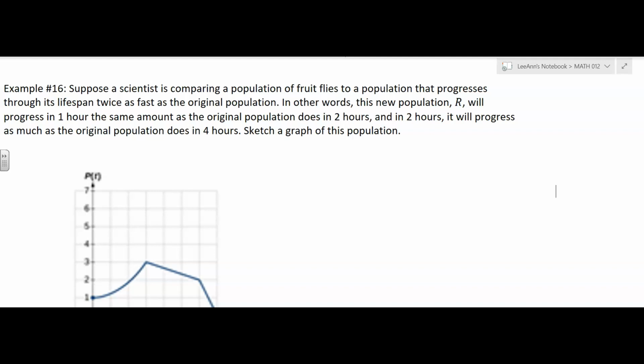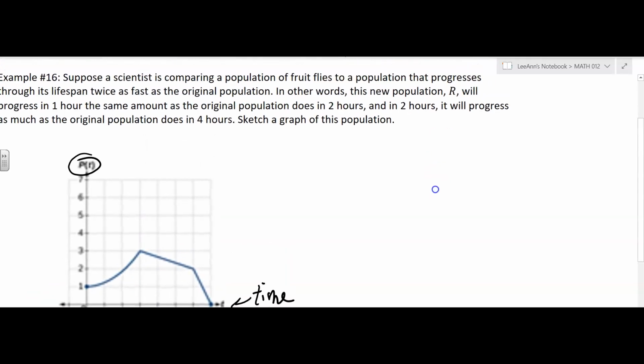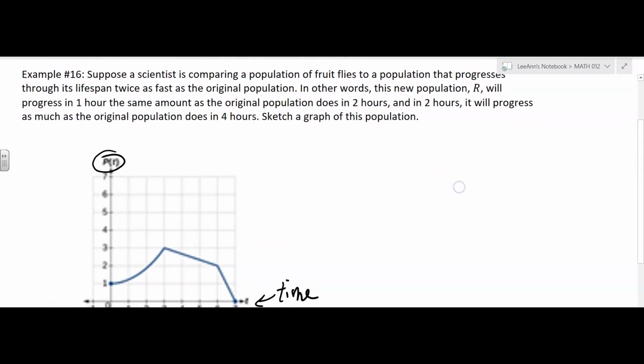Okay, so let's think about this a little bit. We're back to our fruit flies here. So P of T. All right, what's happening is the population, that's P of T, is based on time. So much time is going by. And now they're saying, all right, this population that we're studying, the population is growing twice as fast. Or not necessarily growing, but its amount is twice as fast. The span is twice as fast.